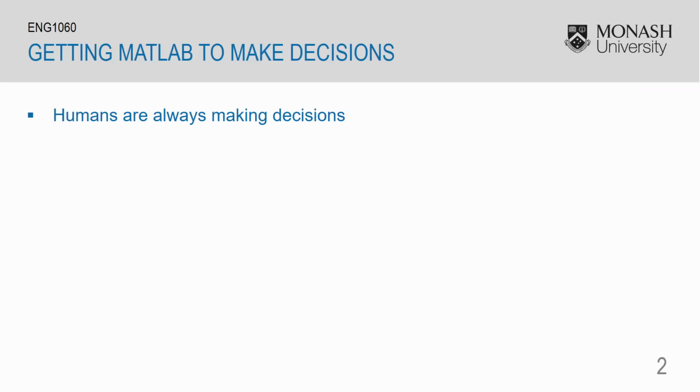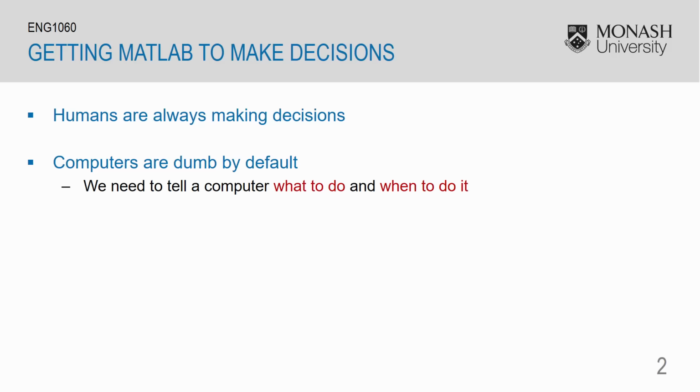As humans, we are always making decisions in our lives. The same set of processes need to be considered when coding as well. However, computers are dumb by default. So we need to tell a computer what to do through the code and also when to do it.